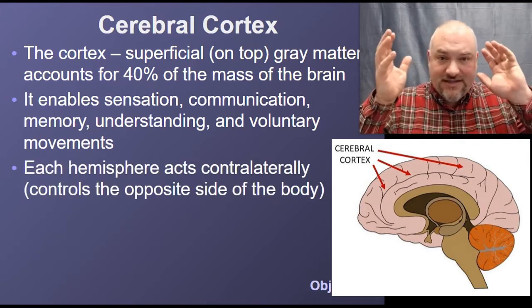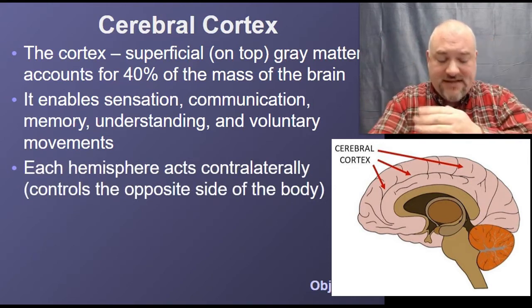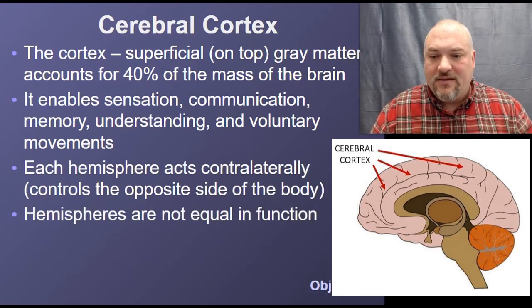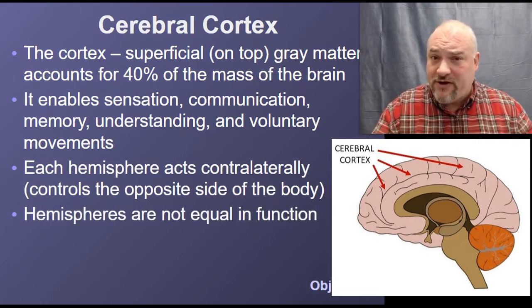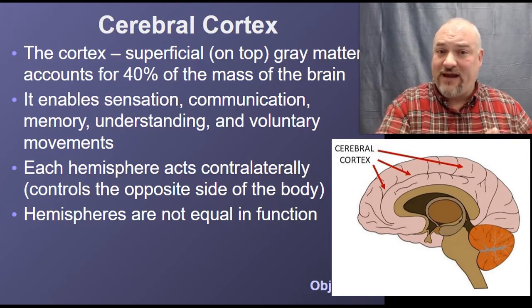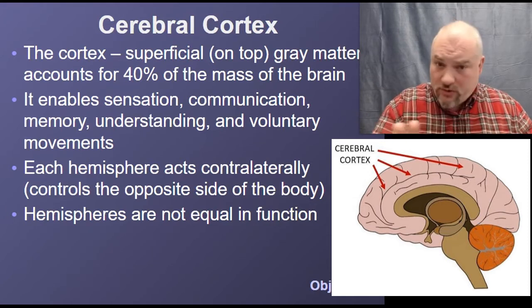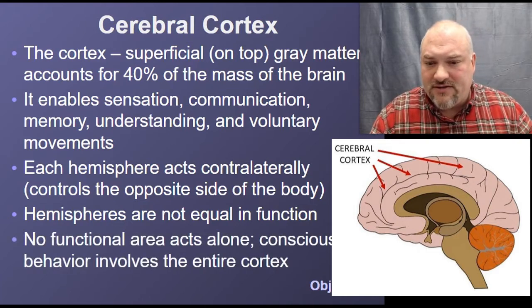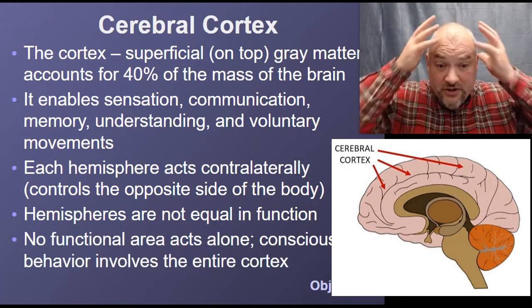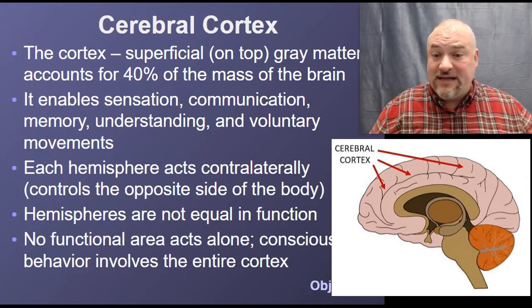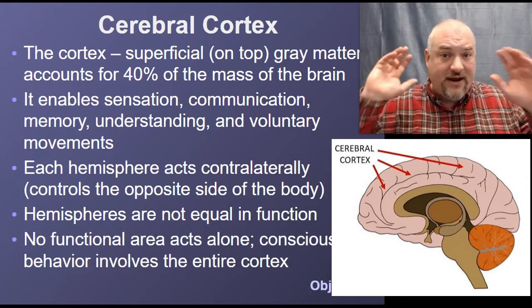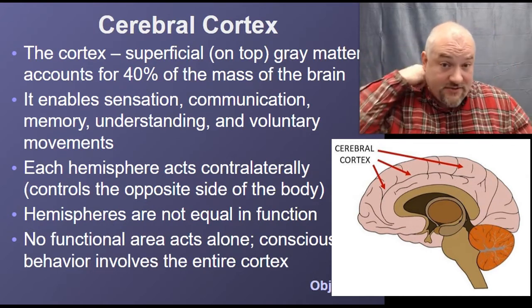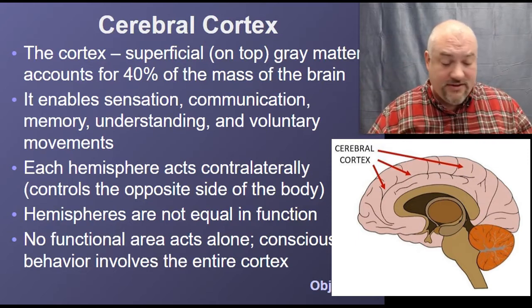Each hemisphere, like I said before, acts contralaterally. They control opposite sides of the body. They are not generally equal in function. There is some specialization between the left and the right hemispheres. It's not total, but there's definitely some specialization. And no functional area in the brain acts alone. In order to get conscious behavior, it involves the entire cortex, with signals going all over the place to different areas of the brain to process everything.